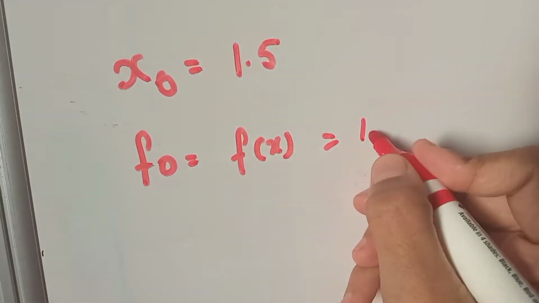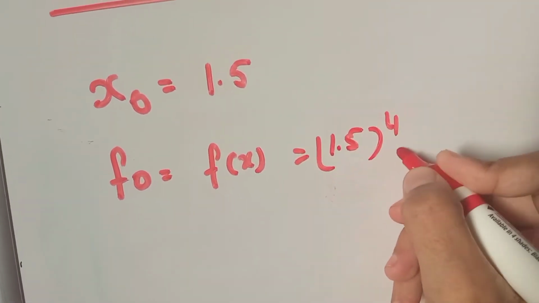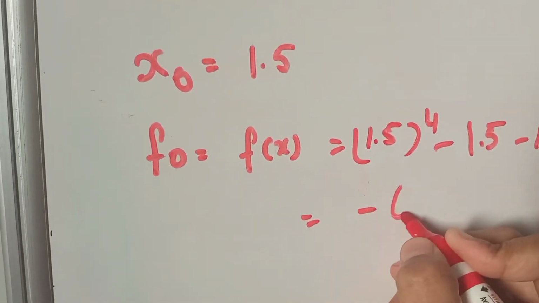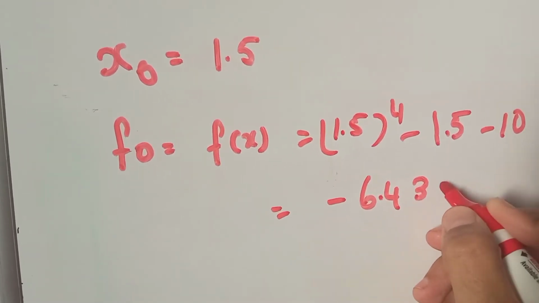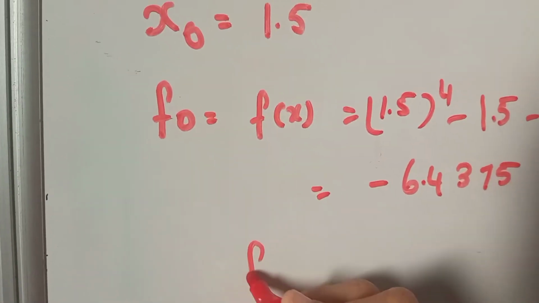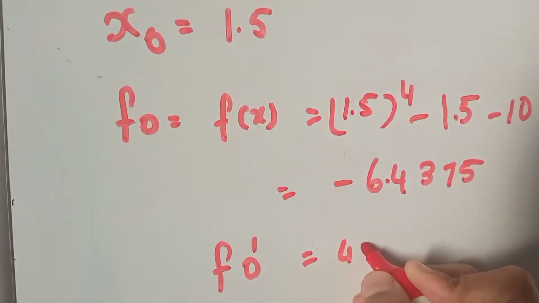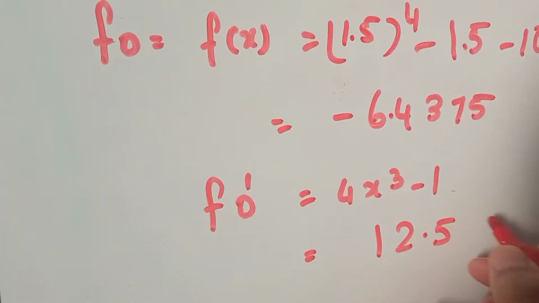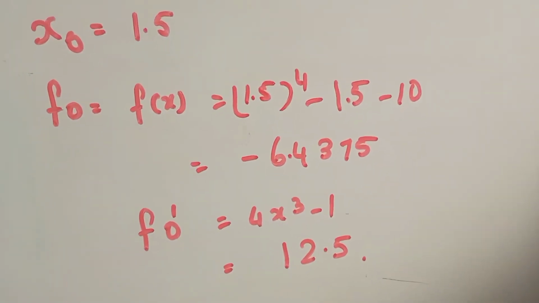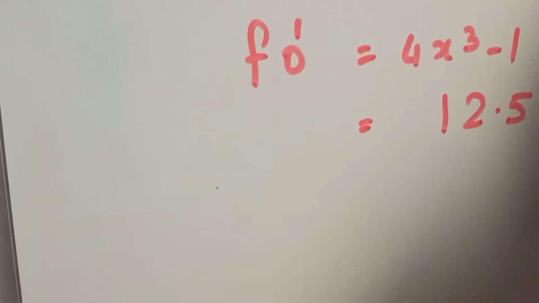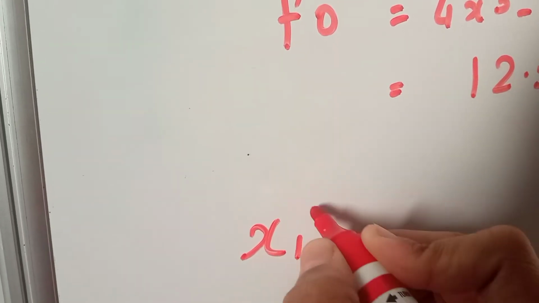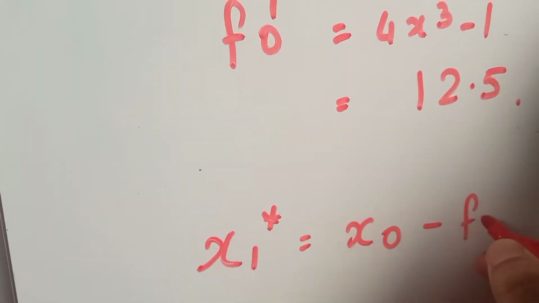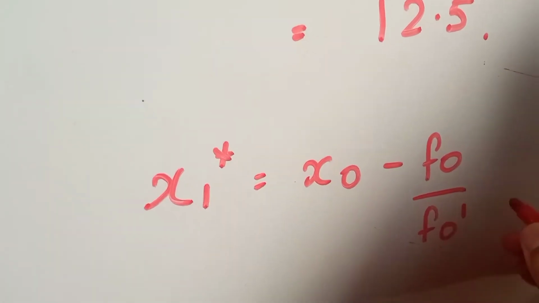Here we find out f naught. That will be substituting x naught value in the given equation, that is x^4 minus x minus 10. Now the f naught value we have got. Now we will find out f naught dash. The equation is same, 4x cube minus 1. You just have to substitute the 1.5, 4 into 1.5, the whole cube minus 1, and your answer will be 12.5.